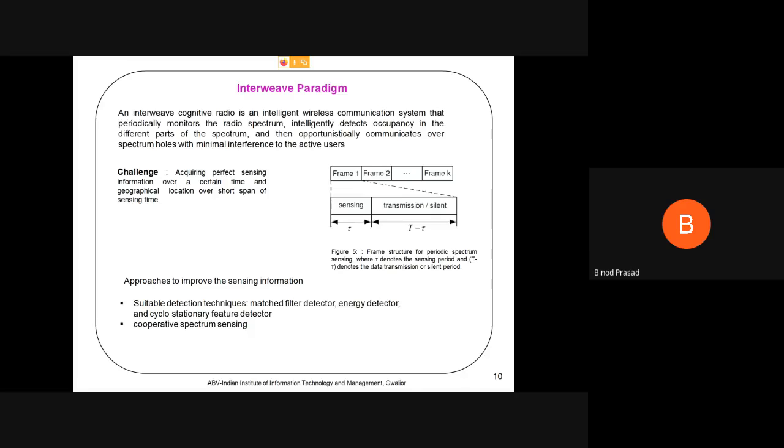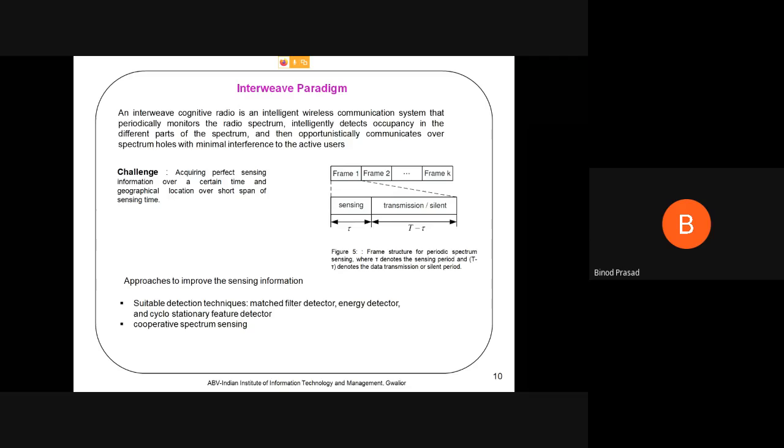There are different performance metrics to analyze the performance of this energy detector: the probability of detection, the probability of false alarm, and the probability of misdetection. If a cognitive user is sensing a given band and senses that a user is actually there, that is required. That is called the probability of detection, that is, perfectly detected.